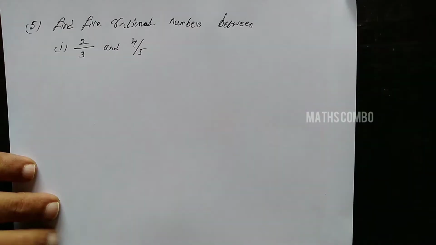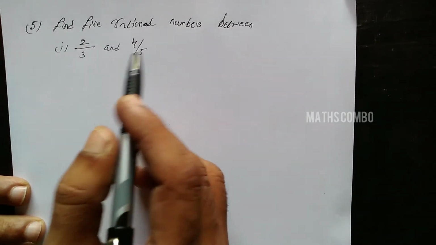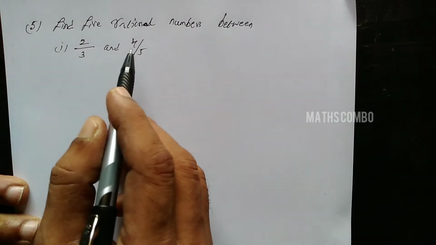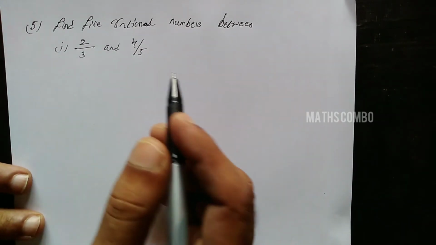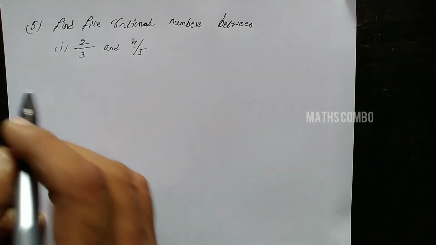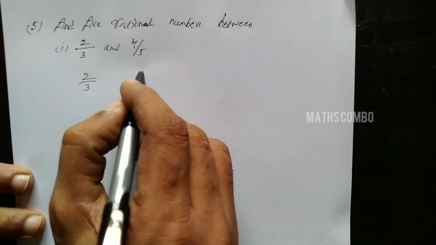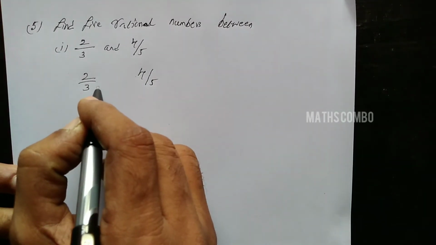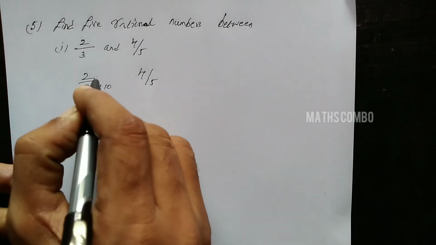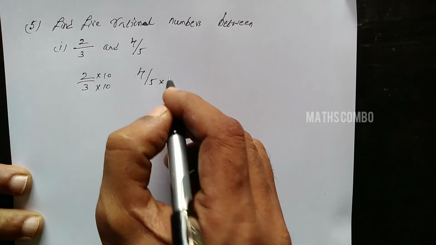Okay, we will read the fifth question. Find 5 rational numbers between 2 by 3 and 4 by 5. So first we have to equalize the denominators of both the rational numbers. So 2 by 3 and 4 by 5. First I multiply by 10 on this side. So 30, so the other one has to be multiplied by 6.